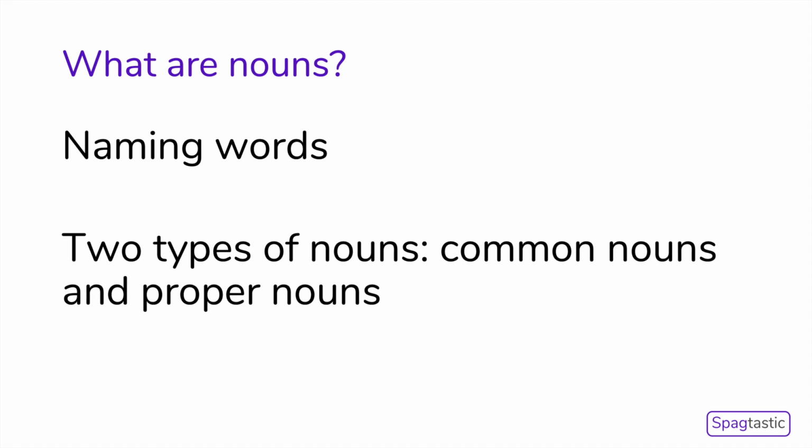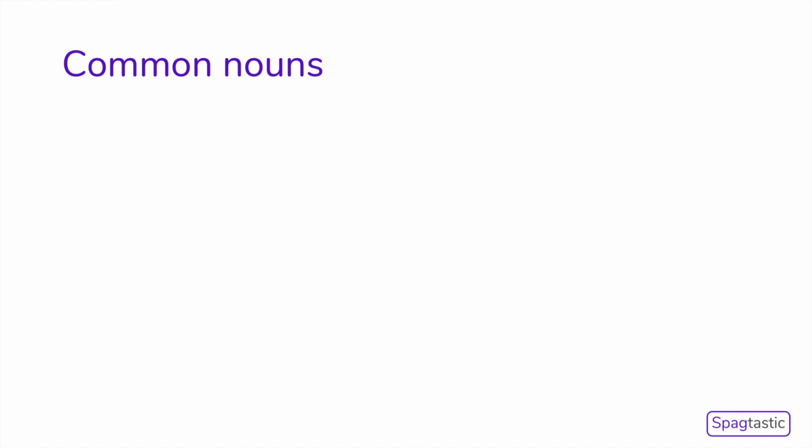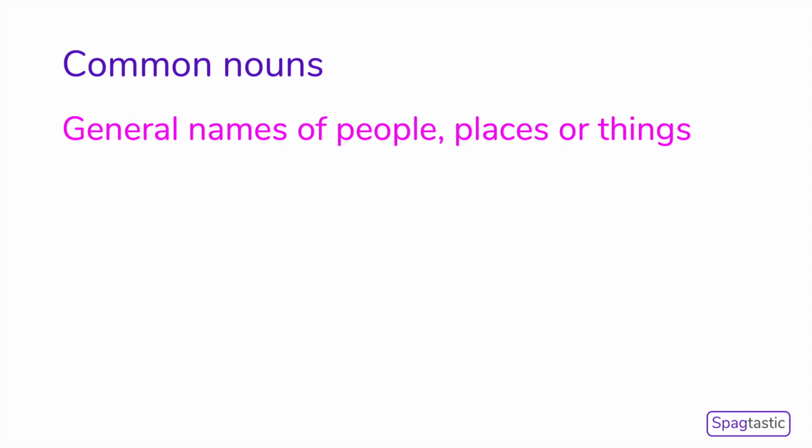There are two types of noun that we are going to think about in this lesson, and these are common nouns and proper nouns. Common nouns are the general names for people, places or things. For example, doctors, shops and houses. Common nouns don't begin with a capital letter.